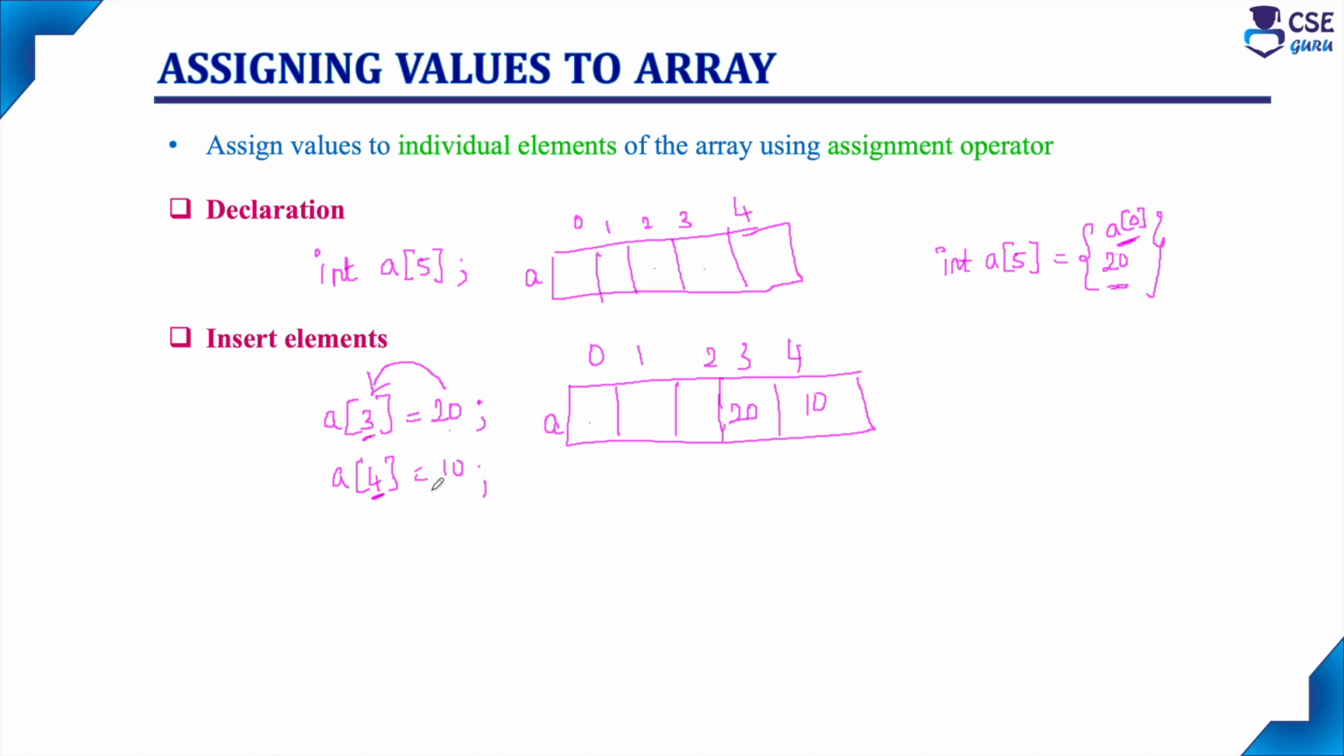But here, only one value you can assign at a time. At a time, only one value you can assign to one single array element. Within a single statement, it is not possible to assign for two elements. That is A of 3, 4 within set bracket 2010. This is wrong. Actually, this is wrong. This is not valid.